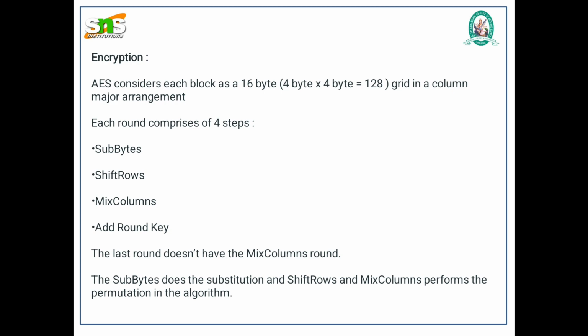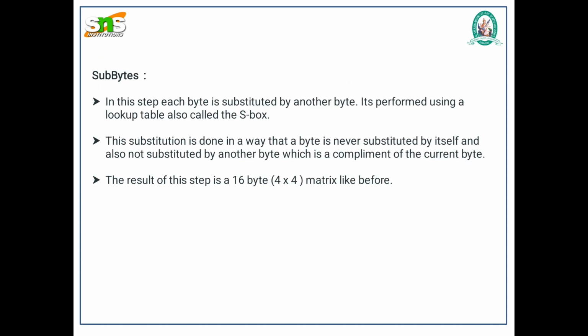Encryption: AES considers each block as a 16 byte, 4 by 4 grid equal to 128 bits, in a column major arrangement. Each round comprises 4 steps: subbytes, shift rows, mix columns, add round key. The last round does not have the mix columns step. The subbytes does the substitution, and shift rows and mix columns perform the permutation in the algorithm.